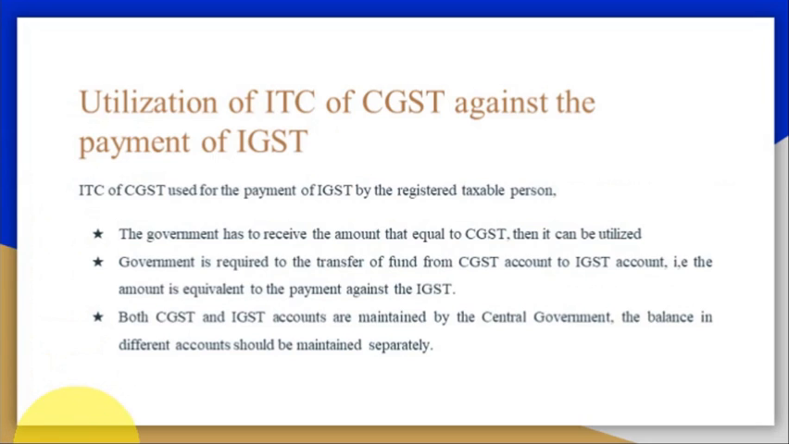So, utilization of ITC of CGST against the payment of IGST. Now, ITC of CGST can be used for the payment of IGST by the registered taxable person or registered supplier. The government has to receive the amount equal to CGST, then it can be utilized. The government is required to transfer funds from the CGST account to the IGST account, that is, an amount equivalent to the payment against the IGST.